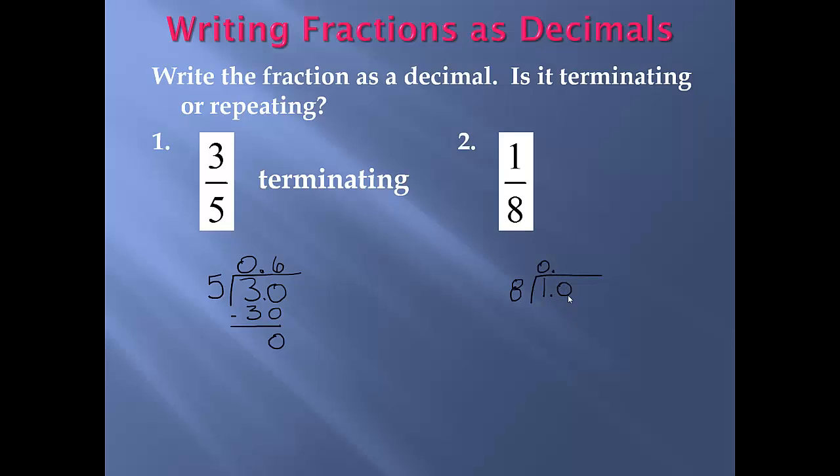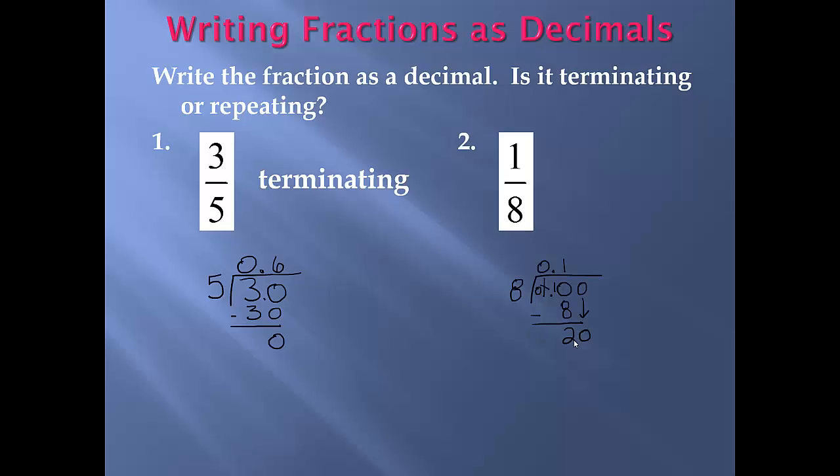Now 8 goes into 10 one time. 1 times 8 is 8. Now we need to subtract, and 0 minus 8 we cannot do, so we'll borrow from the 1 and it becomes a 0, and the 0 becomes a 10. 10 minus 8 is 2. Since we still have 2 left, we need to continue dividing. So we'll add a 0 and we'll bring it down.